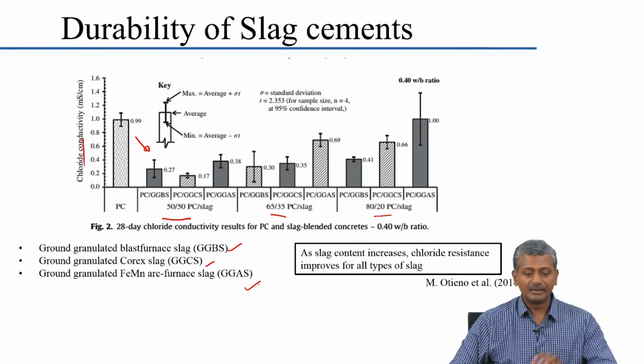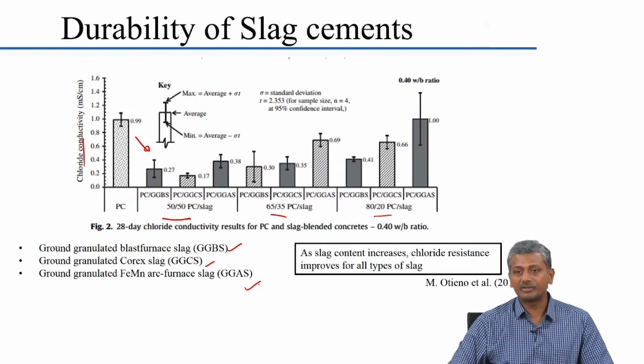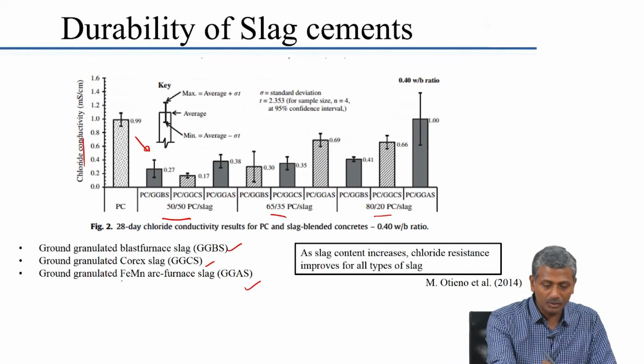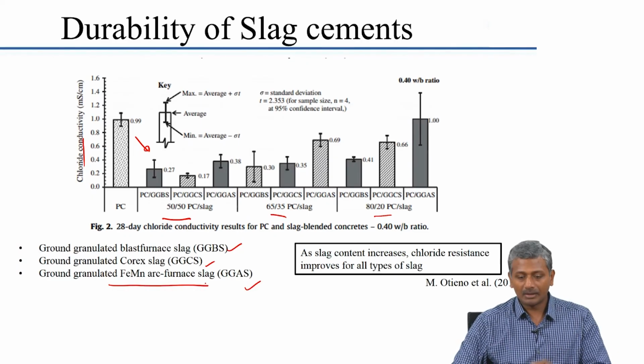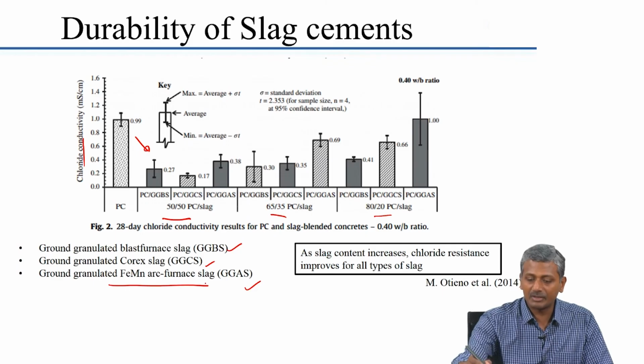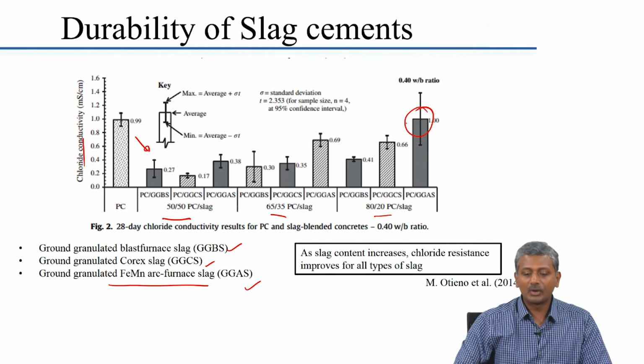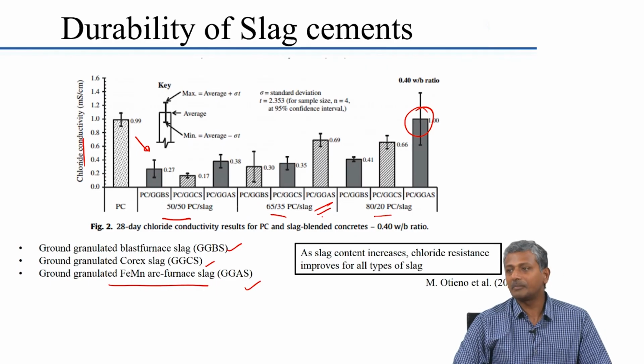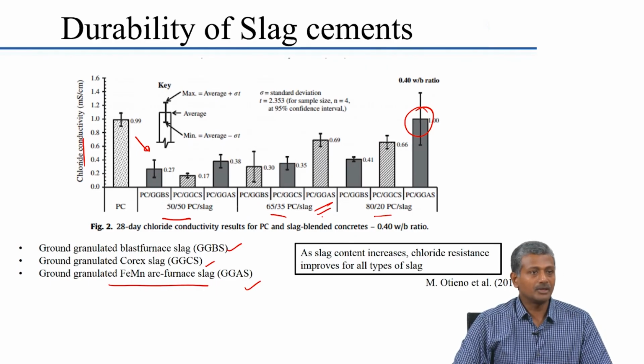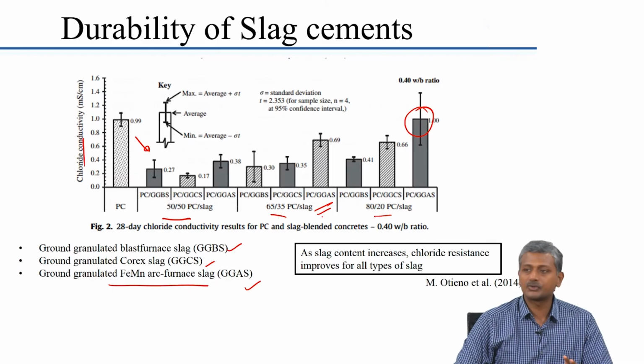So, you can see that the kind of performance you get may be quite different based upon different slags, especially when you are using this ferromanganese arc furnace slag, the performance is not as good as the cement when you are using only 20%. Only when you are using a high amount you can actually bring it to a level which is better than that of plain Portland cement concrete. Okay. So, again you have to be careful about what slag you are using.